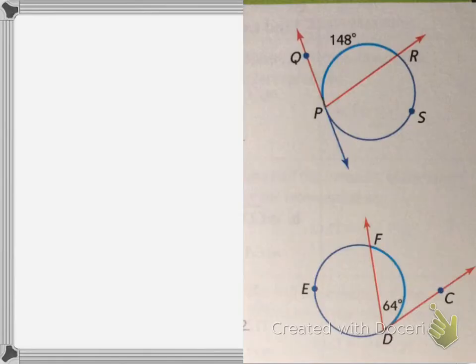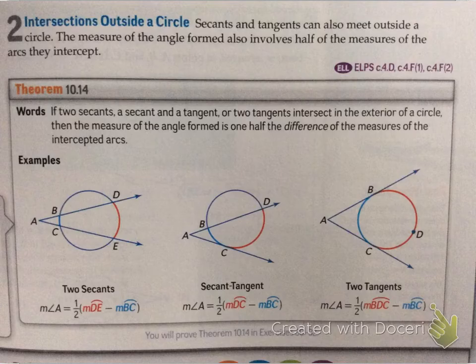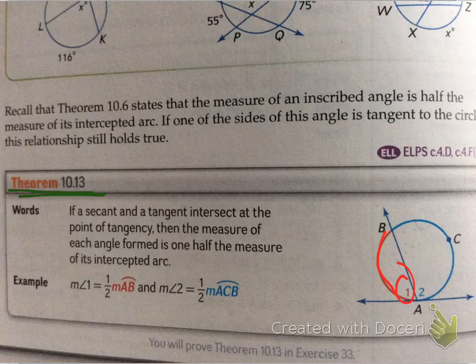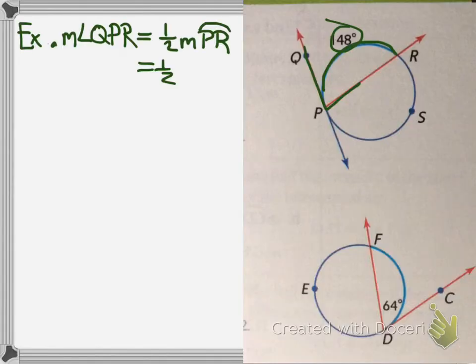So that gives me something like this. If I want to find, say, angle QPR, all I've got to do is take half of the 148, and that would give me 74 degrees. So that means angle QPR is 74 degrees. This angle right in here is half of the arc.